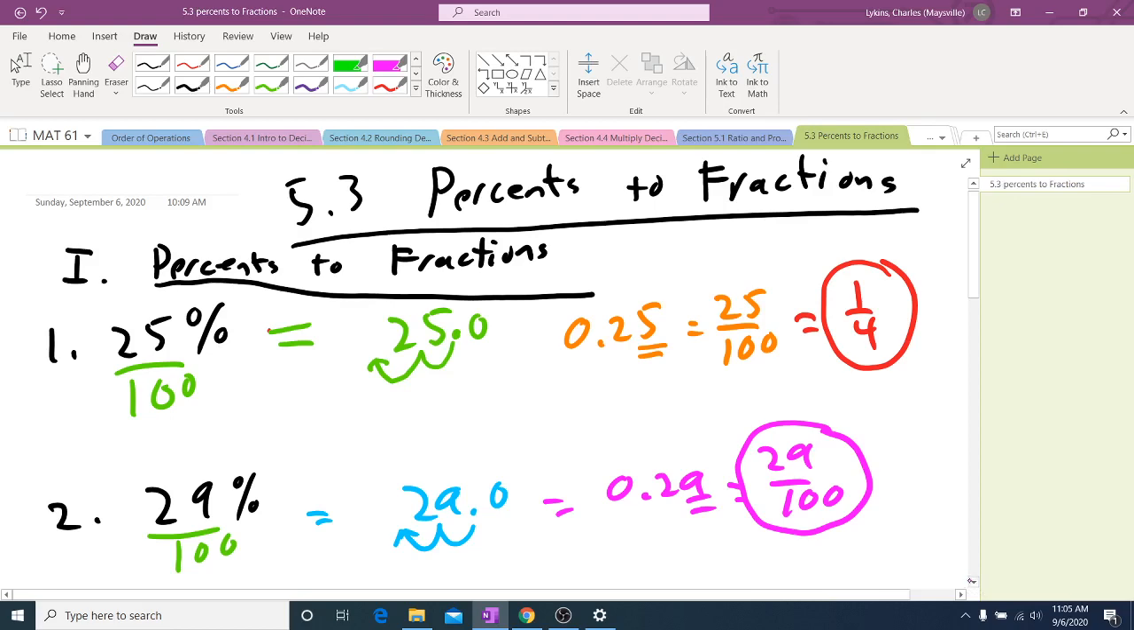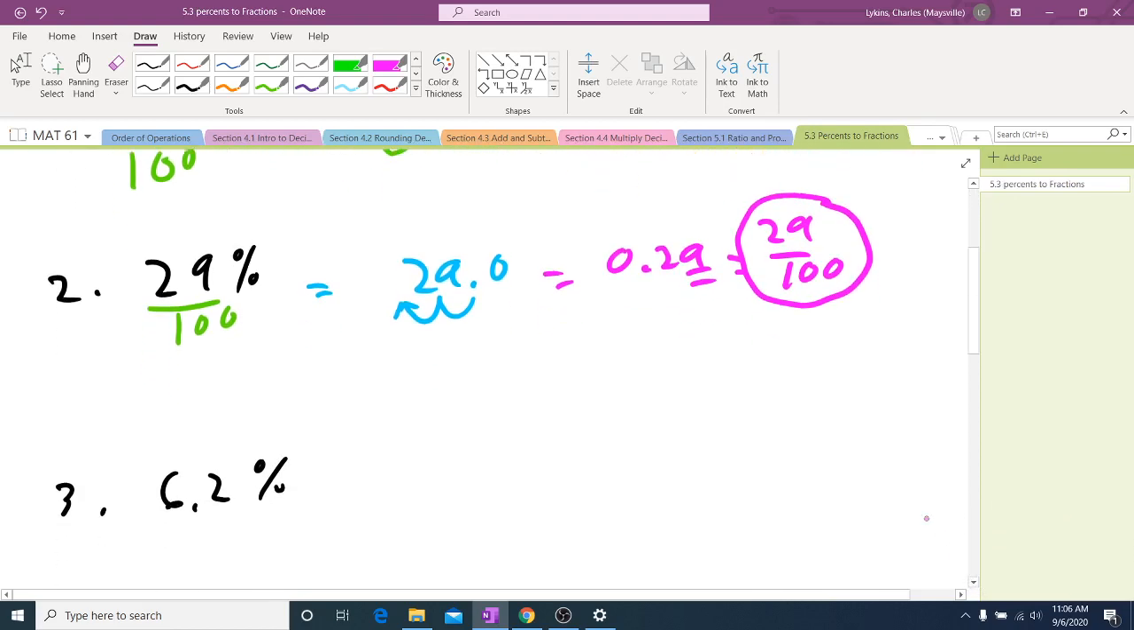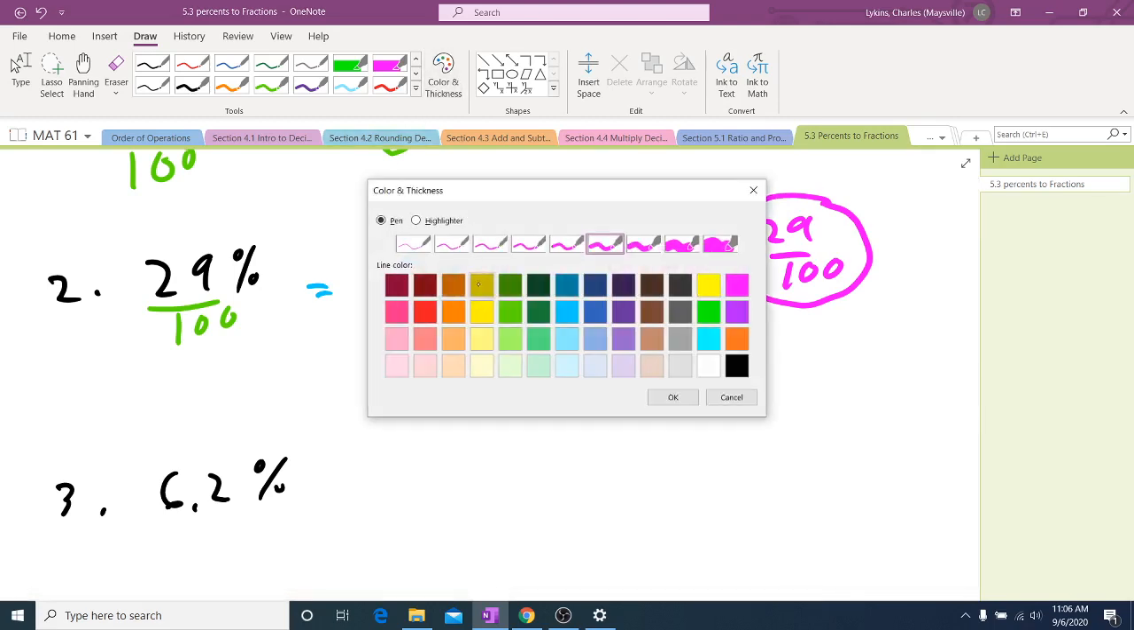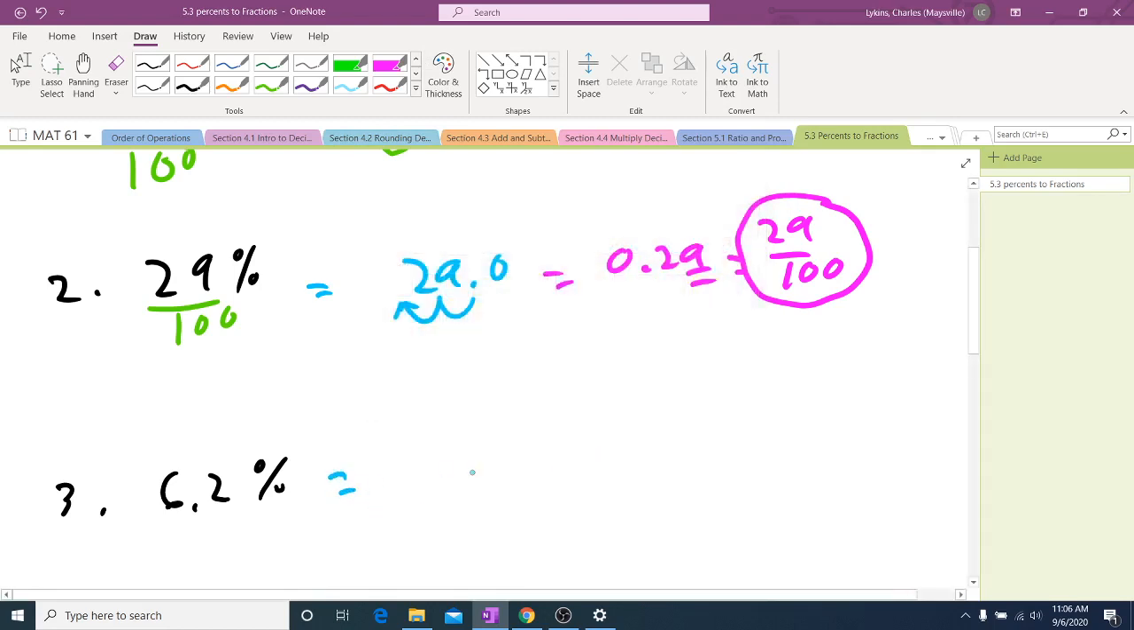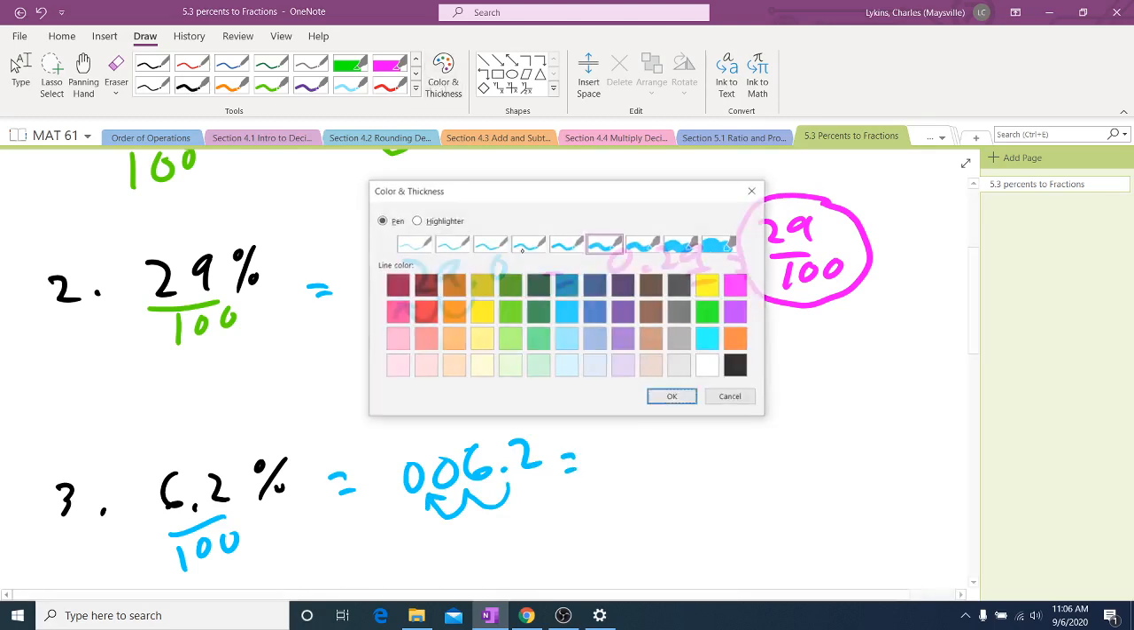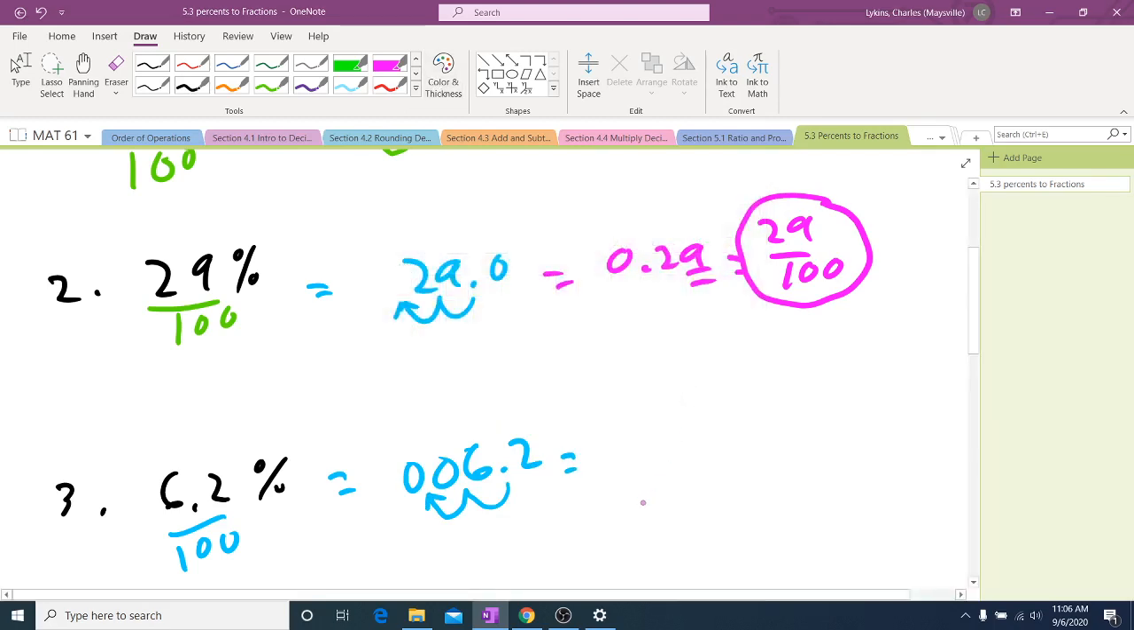But the next one of these might give us a little problem. So what we want to do is go ahead and write this as a decimal. You can still divide it by 100, or you can say, okay, 6.2, put some zeros, so I'll move my decimal over 2 positions. So this is 0.062.